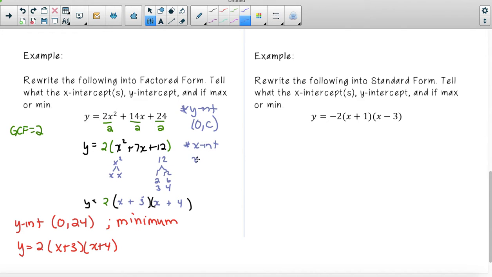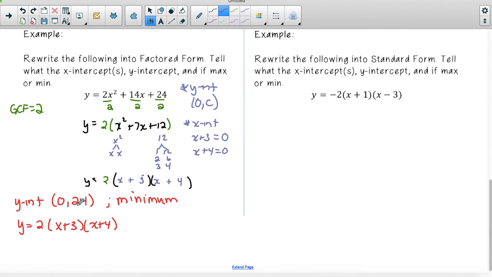That's the x plus 3, and I set that linear factor equal to 0. And I take my other one, x plus 4, and I set that equal to 0. Then I'll solve them. So my x-intercepts are at negative 3, 0, because I solve for x here. I subtract 3 from both sides. And my other x-intercept, if I solve for this one, I'll subtract the 4, I'll have at negative 4, 0. So my x-intercepts are at negative 3, 0, and negative 4, 0.